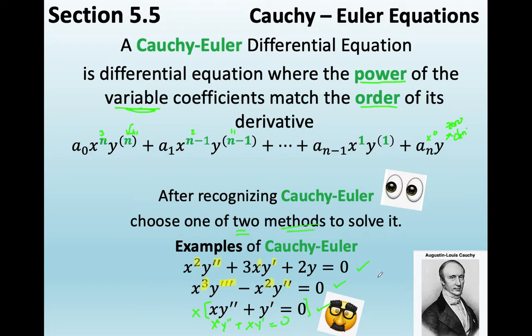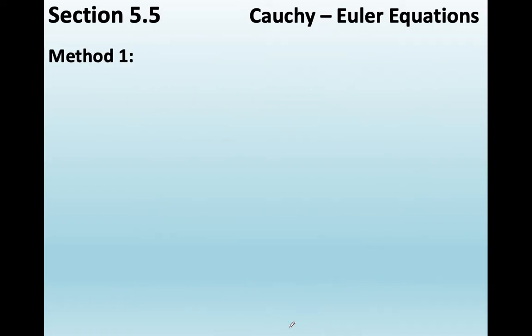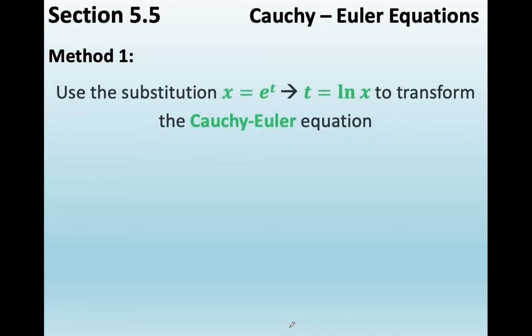Right, and even if this was not 0, I could still do this, because every time I go to solve, even if I solve a non-homogeneous equation, remember the first thing I do is solve the homogeneous, right? So I always set it equal to 0 and solve the homogeneous, the complementary function. All right, so recognize. So method 1.